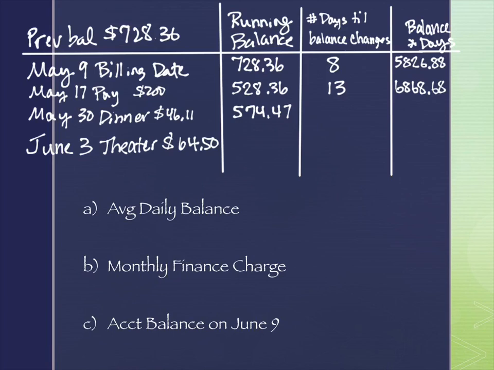It is 4 days. There are 4 days from May 30th to June 3rd. And then I need 574.47 times 4. Excellent. Okay, everybody good so far? Okay. Now, we're going to go to the theater. Or at least we're going to buy the theater tickets at that point.